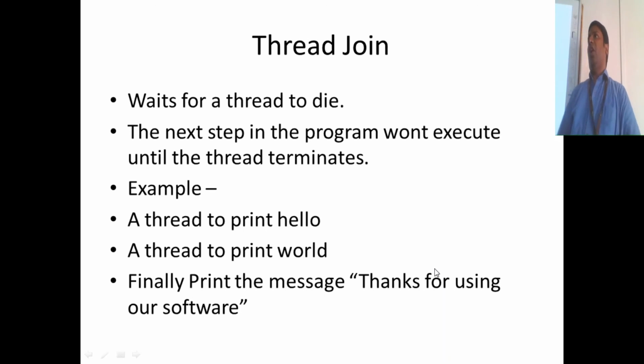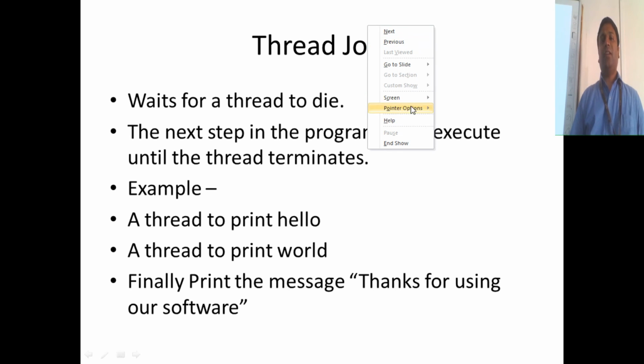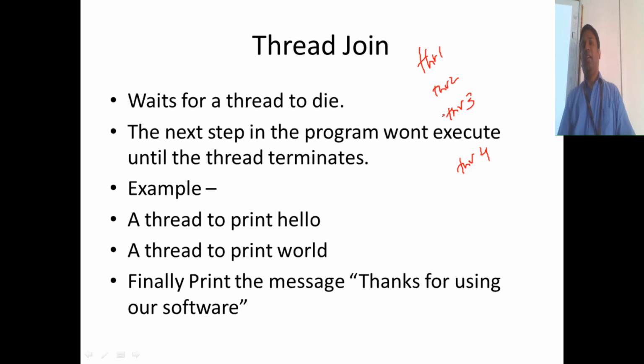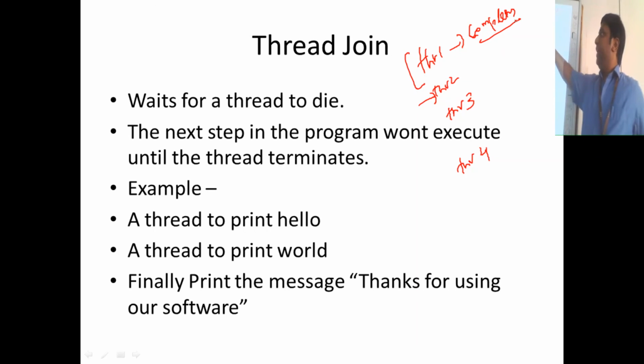What is this join? Say I have 2 threads, thread 1 and thread 2, and many threads. We'll take many threads for an example. You will have thread 1, thread 2, thread 3, thread 4. So 4 different threads in my program. But there is one condition I want to meet. Thread 2 should run only after thread 1 completes. I have a dependency between my threads.